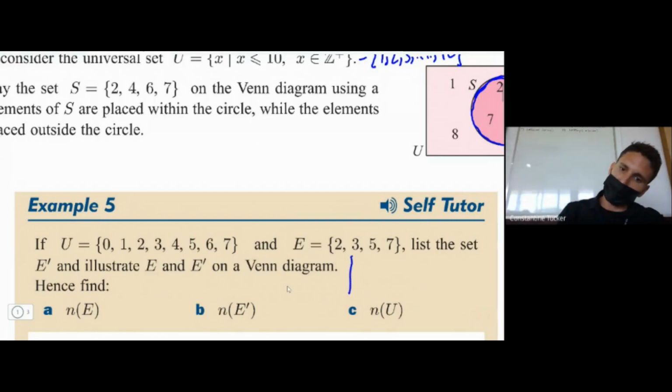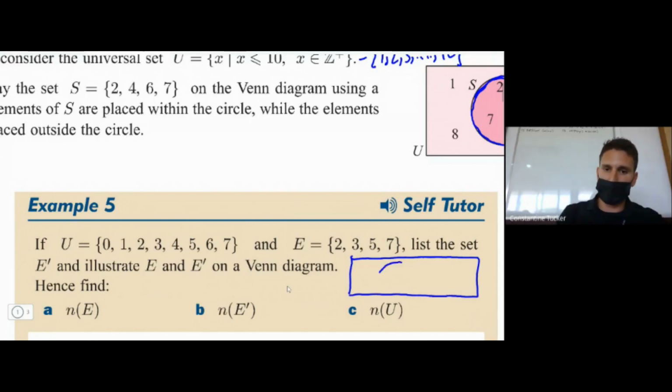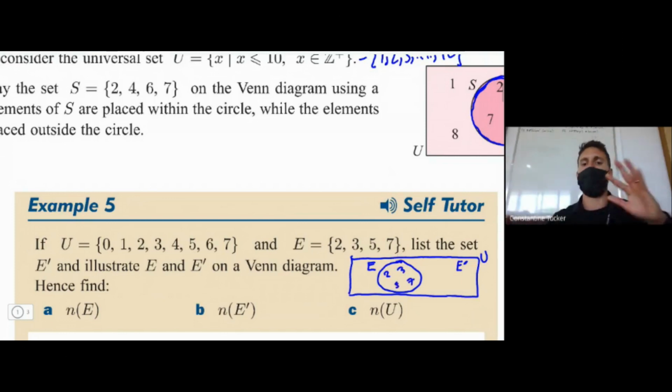So I'll draw my little Venn diagram, although you and I both know that the answers are further down on this page, but I'm not going to reveal them until we do this on our own. So this is going to be our E. The whole rectangle is our U, and everything outside the circle E is going to be E dash. Now, what do we put inside the circle? Well, 2, 3, 5, and 7. So let's go ahead and put those in there. You can just draw them any way you like. They're just floating in that little circle E, these numbers.